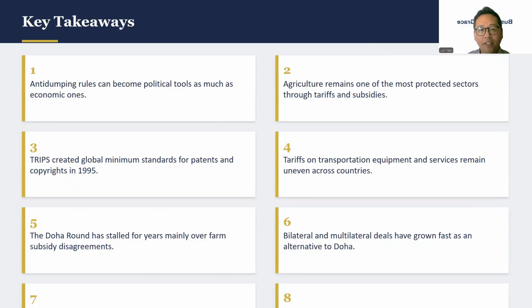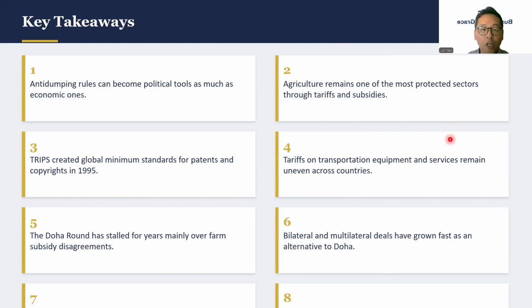Let's bring everything together with our takeaways. Anti-dumping rules can become political tools, not only economic ones. So managers must watch how governments actually use them. Agriculture remains one of the most protected sectors in the world through both tariffs and subsidies. The TRIPS agreement created global minimum standards for patents and copyrights back in 1995, and strong intellectual property protection supports long-term innovation.